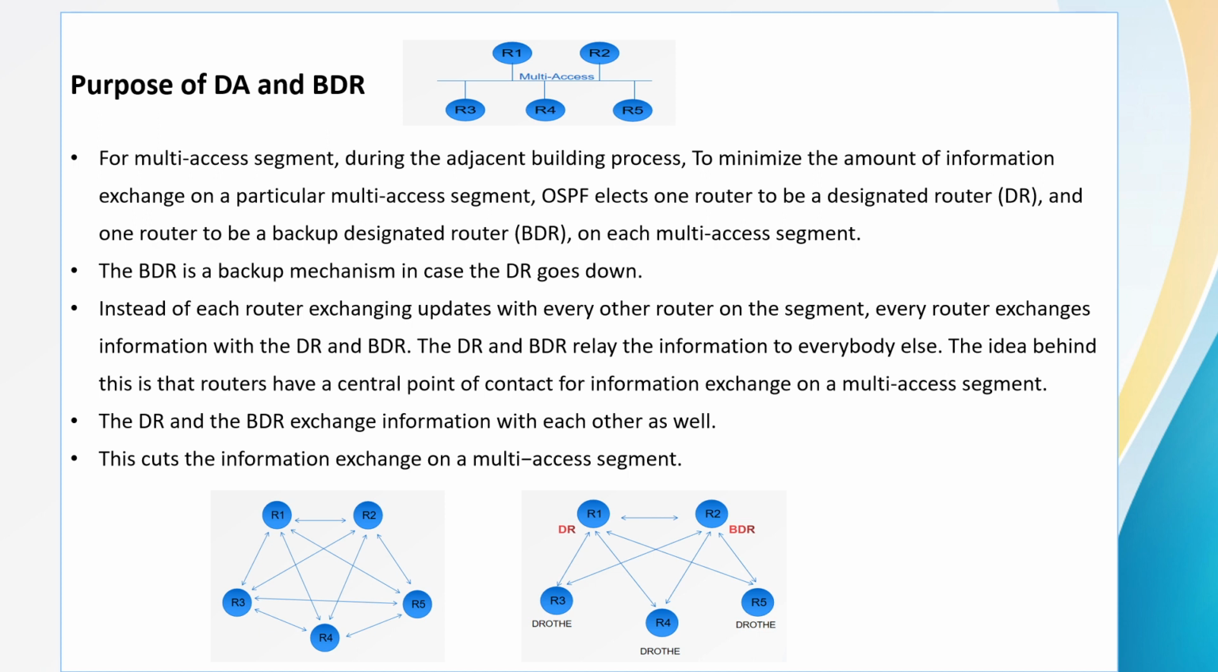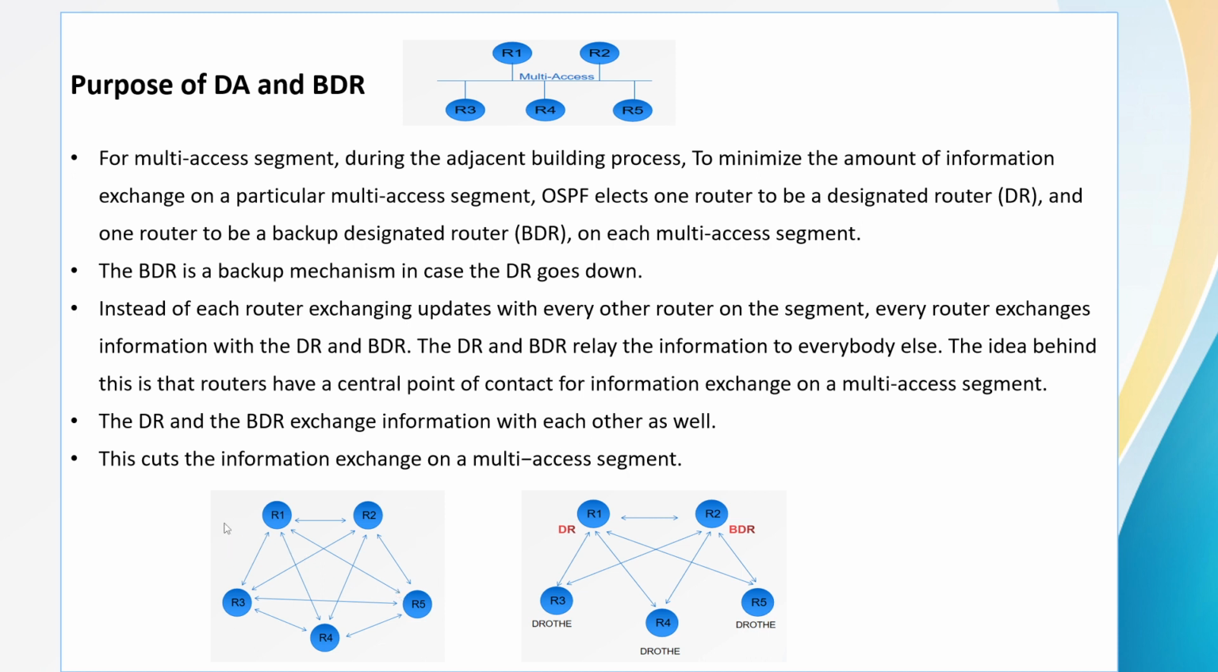Otherwise, each router would exchange updates with every other router on the segment. Instead, every router exchanges information with the DR and BDR, and the DR and BDR relay the information to everybody else. The idea behind this is that routers have a central point of contact for information exchange on the multi-access segment. The DR and the BDR exchange information with each other as well. This cuts down the information exchange on the multi-access segment.